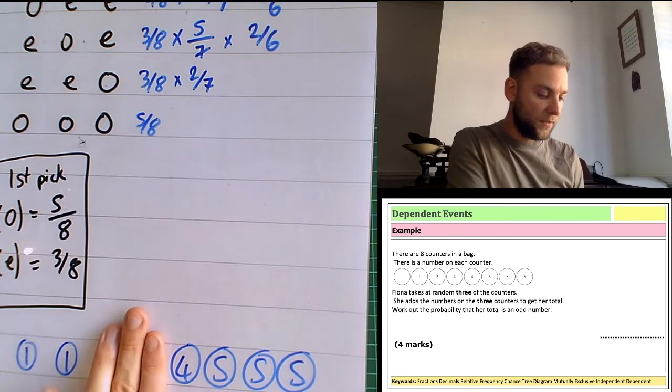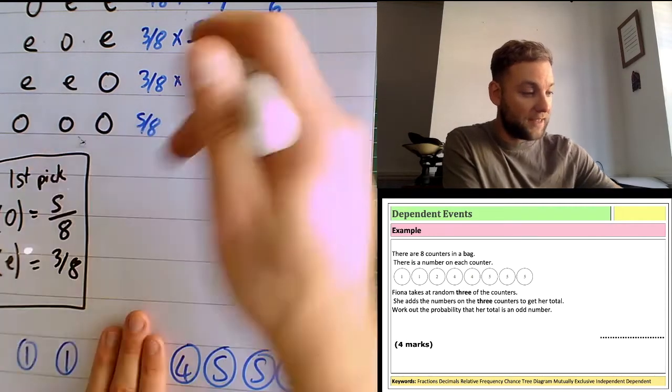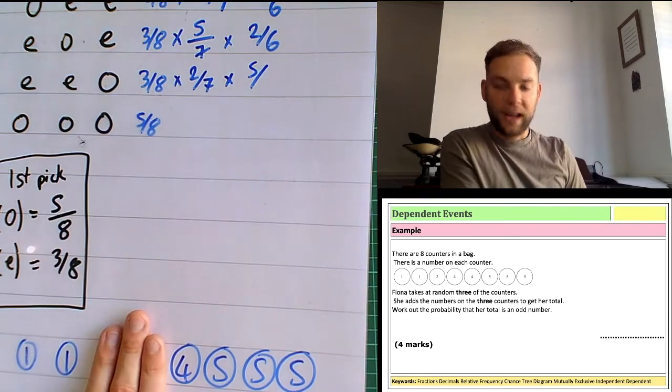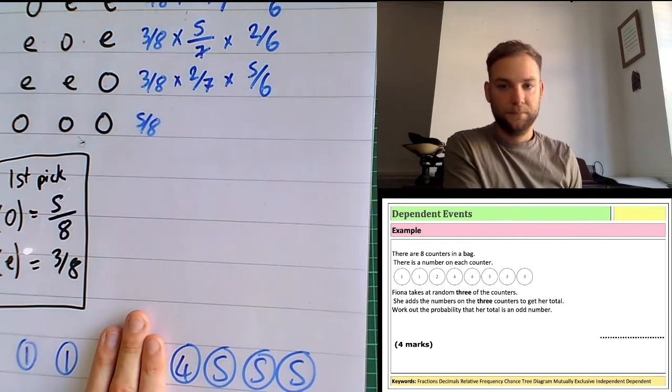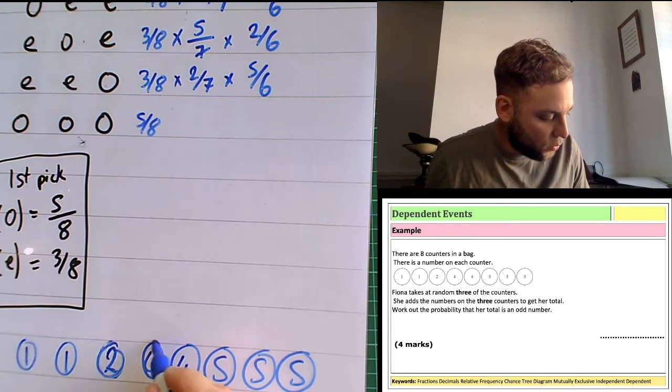So if I've picked two evens, what's the probability of me picking an odd? Well, it's going to be 1, 2, 3, 4, 5. There's still 5 in there. But it's out of 1, 2, 3, 4, 5, 6. 5 out of 6. Brilliant. Okay. So there we've looked at those first three.